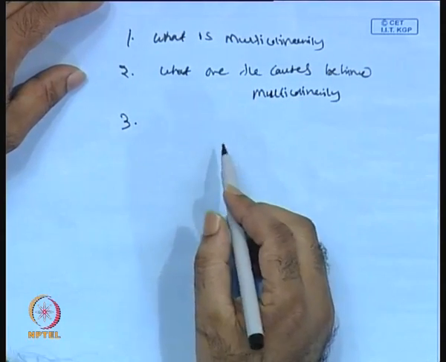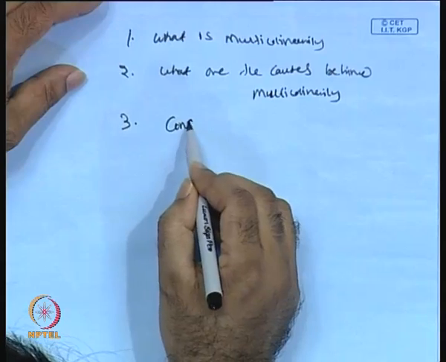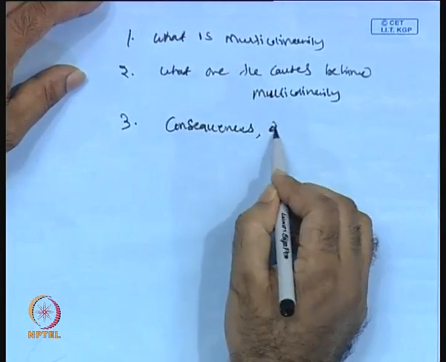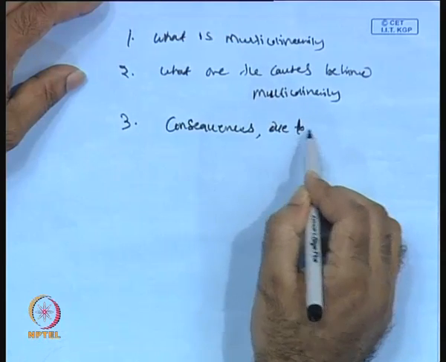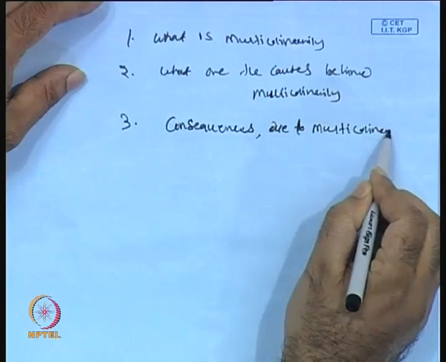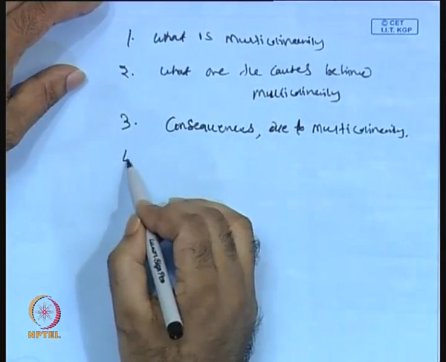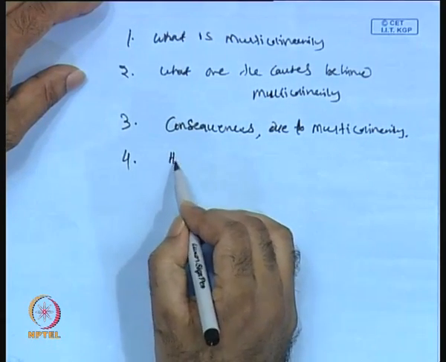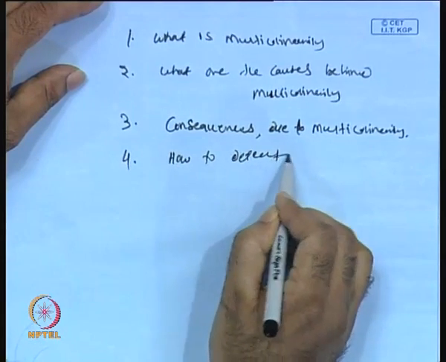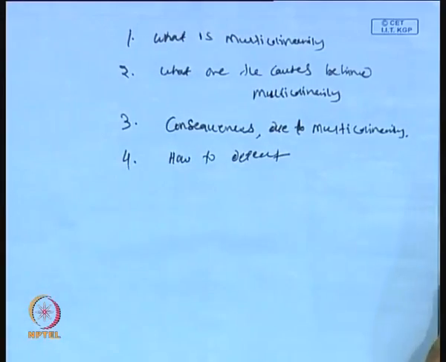Then, what are the consequences? What are the consequences due to the multicollinearity issue? Okay. Fourth is how to detect. So far as the detection of the multicollinearity problem is concerned, there are very standard rules.